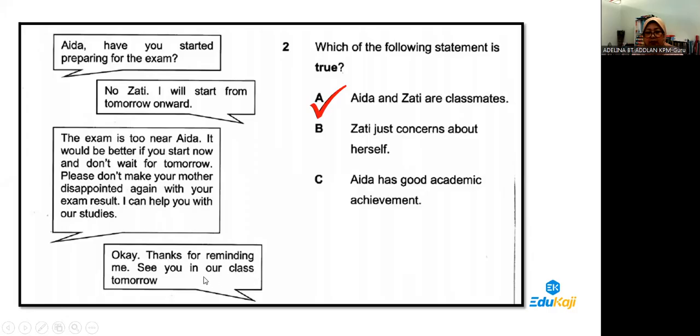The word here is our class, the key word. So if you look at the choices, Aida and Zaki are classmates. Zaki is just concerned about herself.